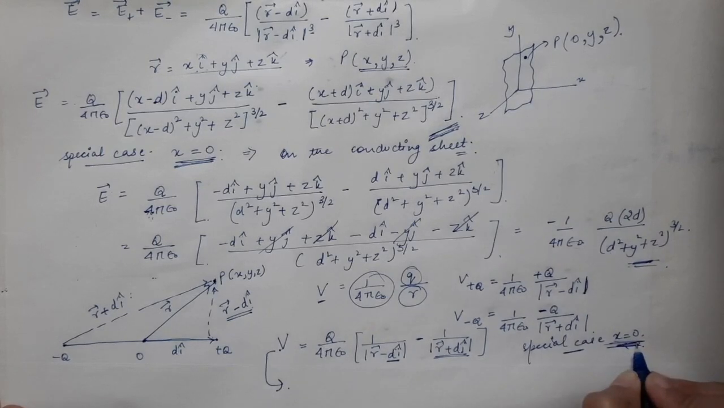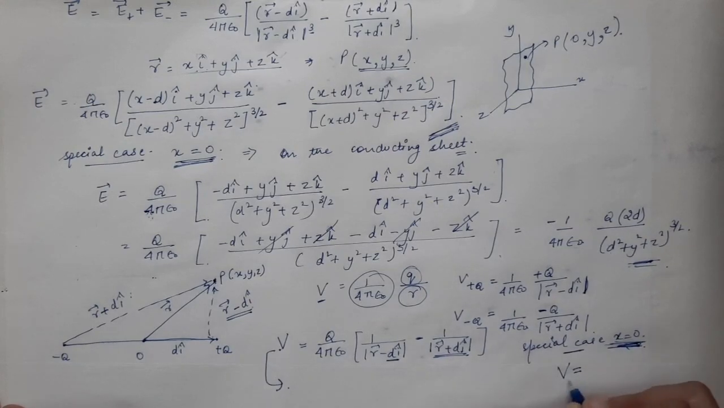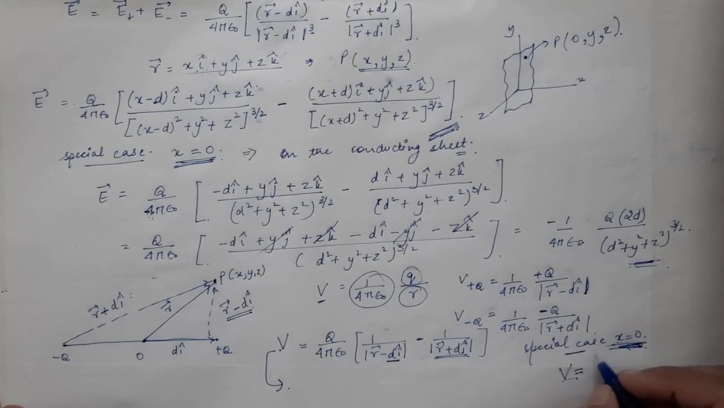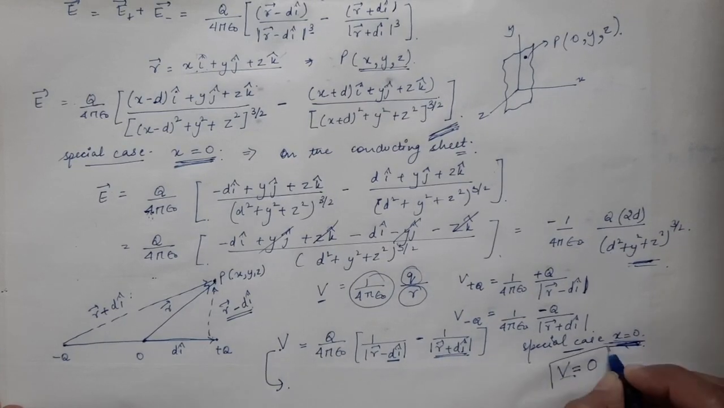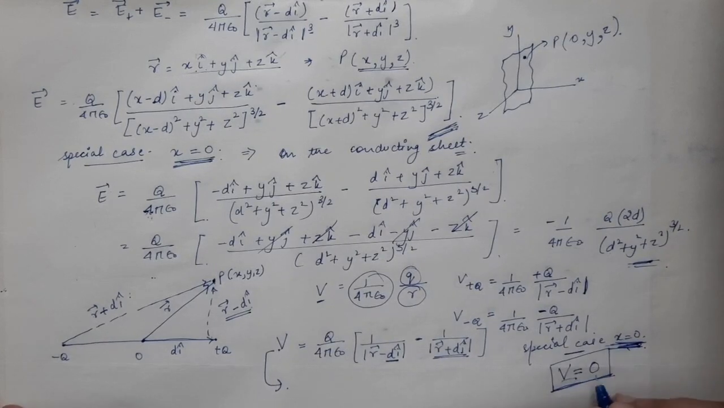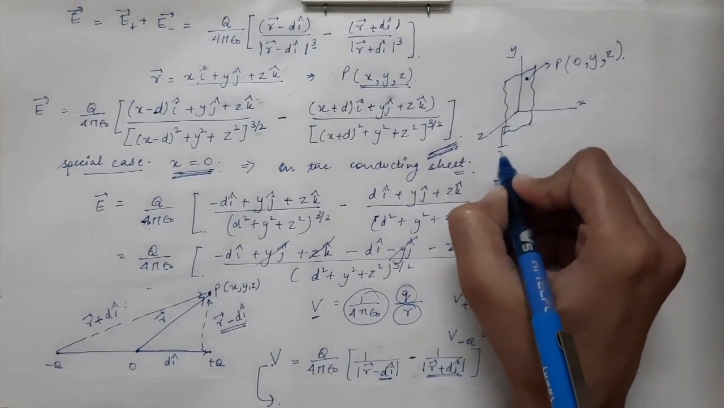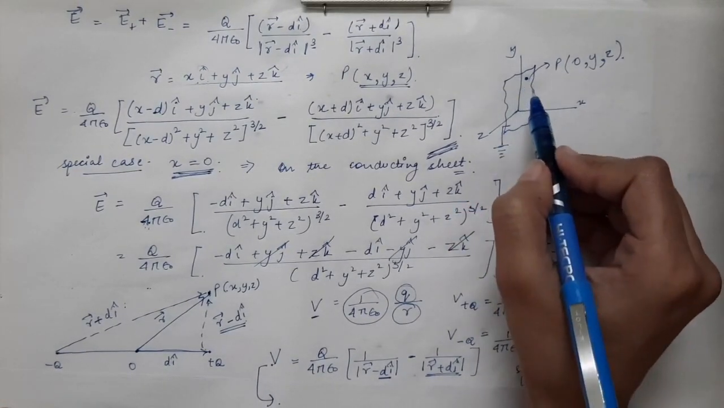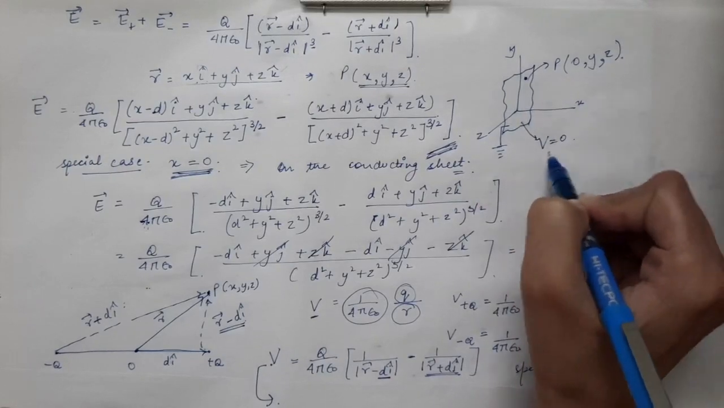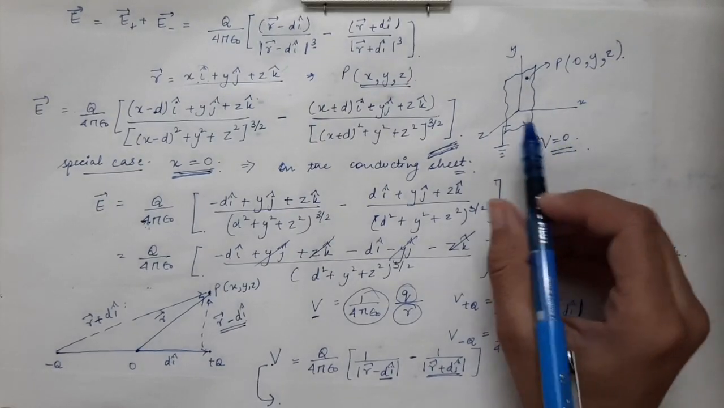On inserting x is equal to 0 in the final expression of potential, you will get that the potential at any point on the surface of the conductor is equal to 0. So when you insert x is equal to 0 in the final expression, the net potential will be equal to 0, and this satisfies the case that we have already assumed, that the conductor is grounded and at every point on the conductor the potential must be equal to 0. Using the method of images we have found that the potential remains equal to 0.